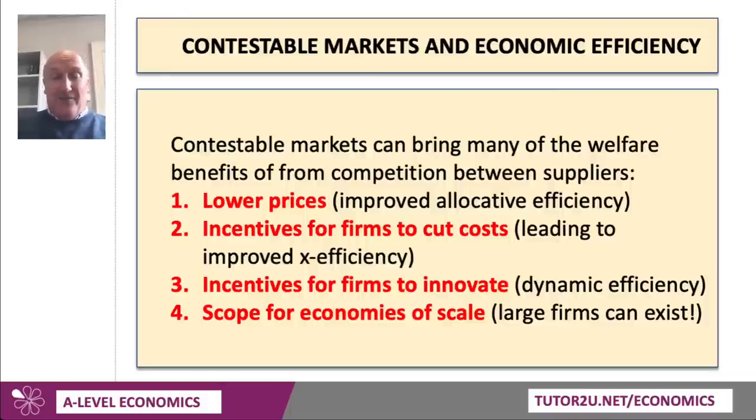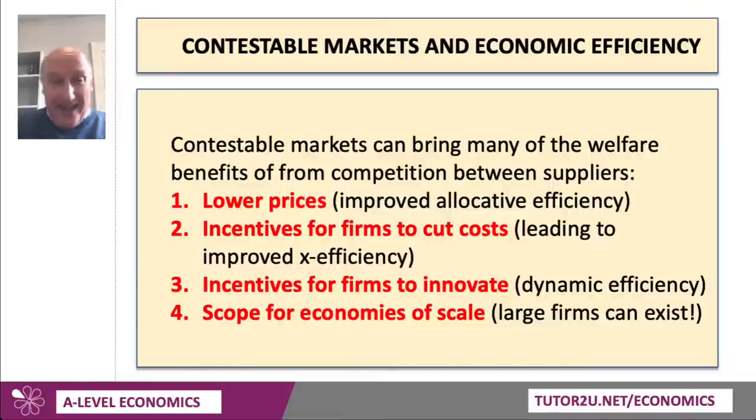Secondly, if you have actual and the threat of competition, of course, there's a lot of pressure on firms to keep their costs under control, because otherwise other firms are going to take your market. So you get less X-inefficiency, you get more X-efficiency. In this kind of market, innovation is huge. It's really important: process innovation, business models, manufacturing models, as well as product innovation. So typically you get a lot of product innovation in contestable markets. So that's good for dynamic efficiency.